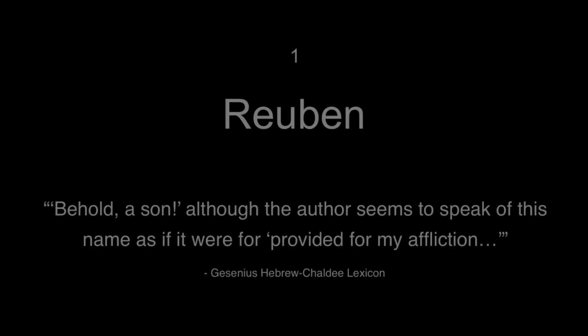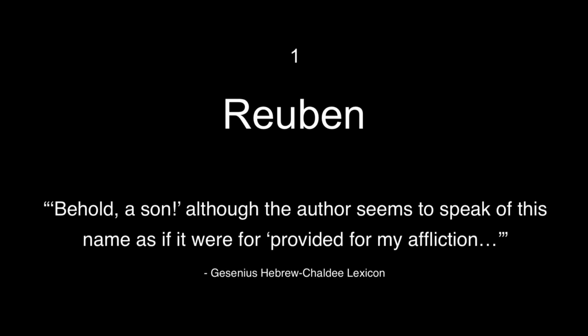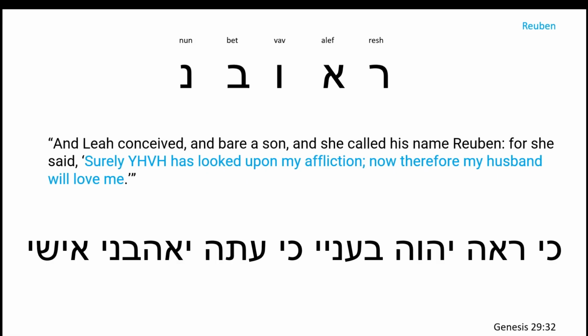You don't need to know any Hebrew or Paleo-Hebrew letters to watch this video. You just need to be able to spot when 2 things look alike. The first name we'll take a look at is Reuben, Leah's first son.